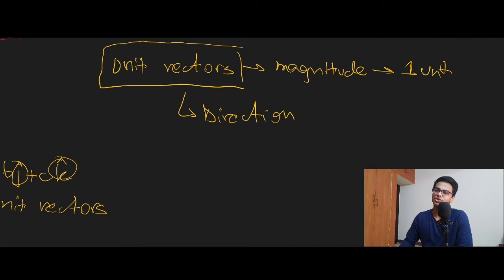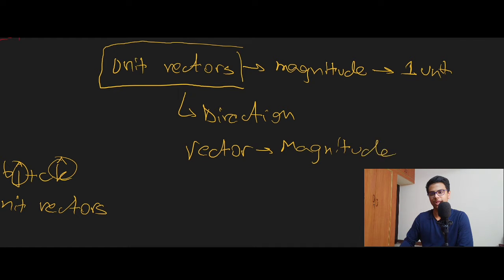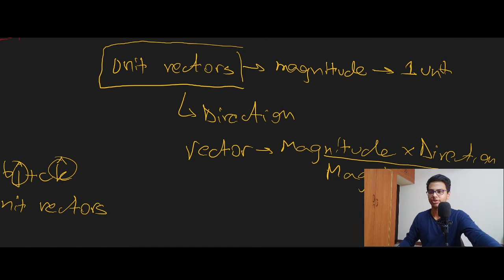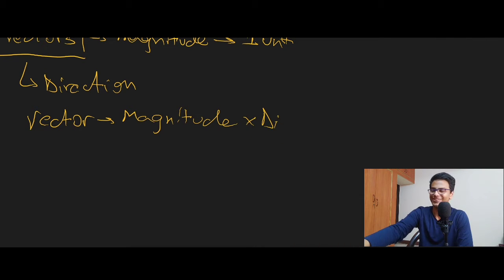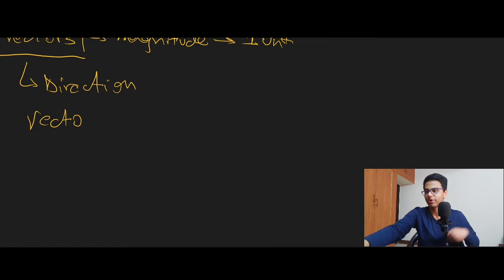So if you look clearly, your vector is basically your magnitude into direction, right? It's basically your magnitude into direction. If I divide the vector, wait, let me make this a little neater. This looks disgusting, so I'll go ahead and make this a little bit neater.